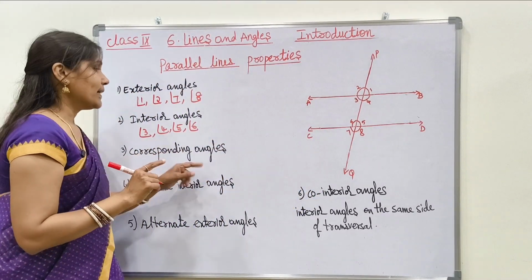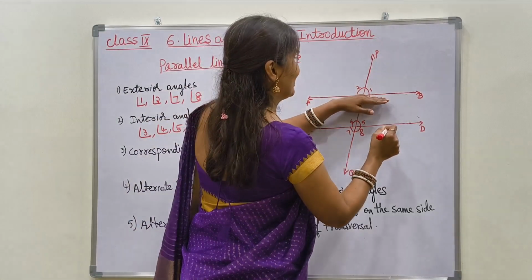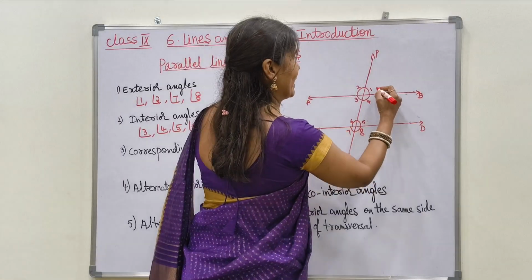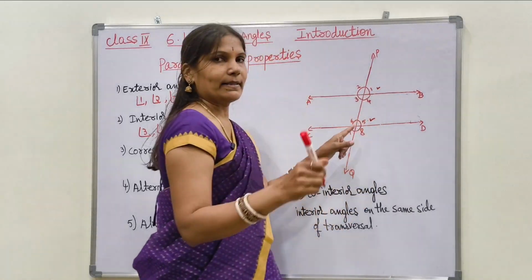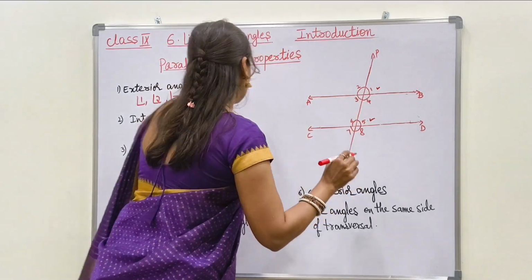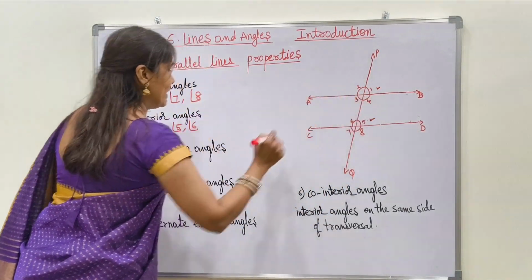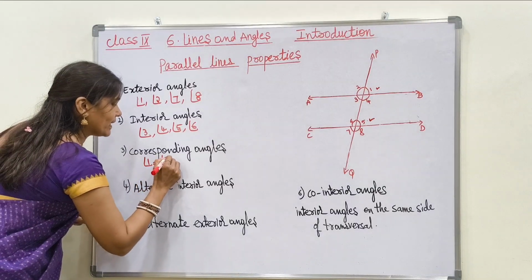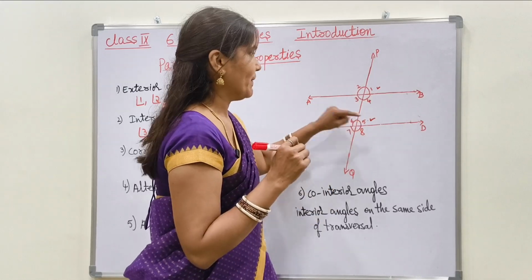Next we will learn corresponding angles. Corresponding angles means, this line upside angle and this line upside angle. So this one, angle 1, angle 5 are the corresponding angles. So now write here corresponding angles. Angle 1, angle 5. Angle 1 is equal to angle 5. Corresponding angles are equal.